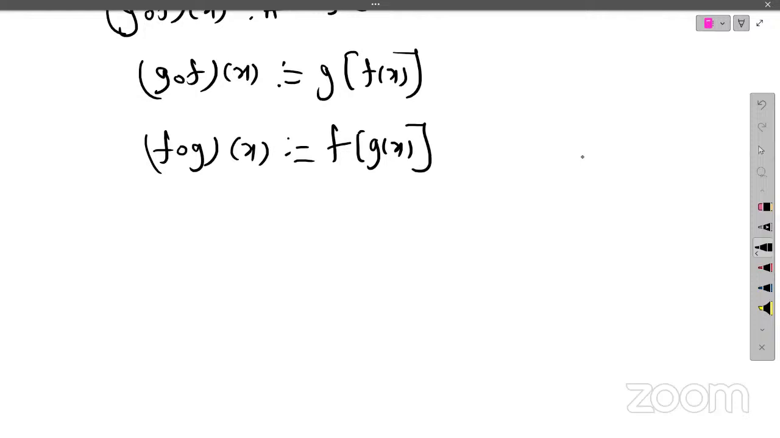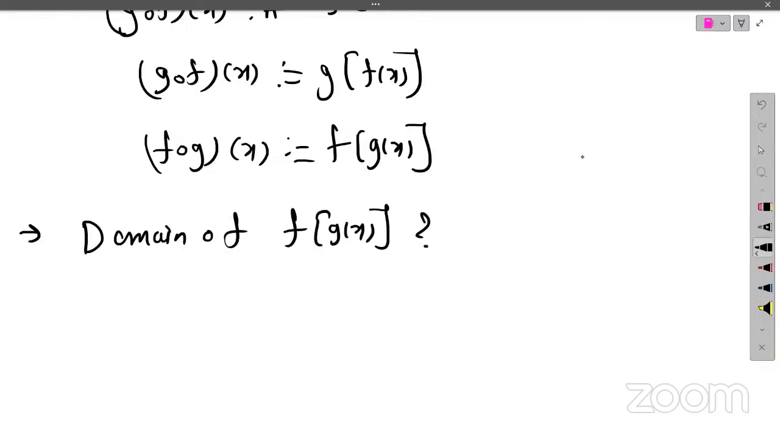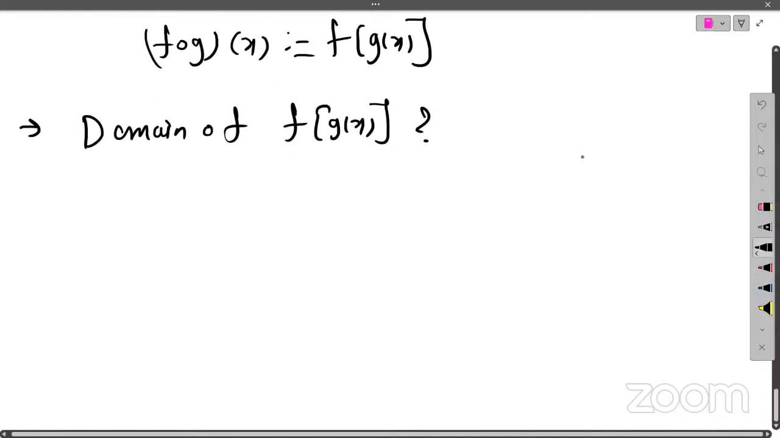So here the main problem is to find the domain of the composite function using the domain of f and the domain of g. Okay, so let's try to find what will be the domain of f of g of x. What do we understand by domain? Domain means all those points where our function is well defined.